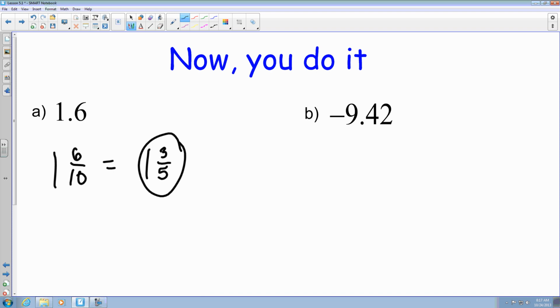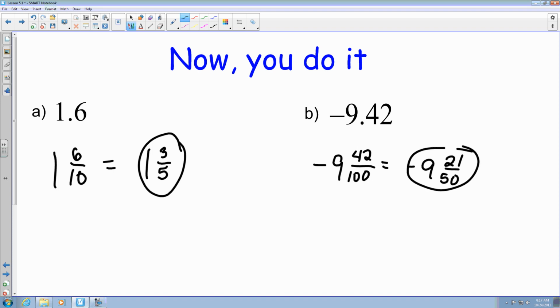Looking at B, I got -0.42, and I'm going to put 42 over 100, which means that if I reduce it into lowest terms, it's going to be -21 over 50.